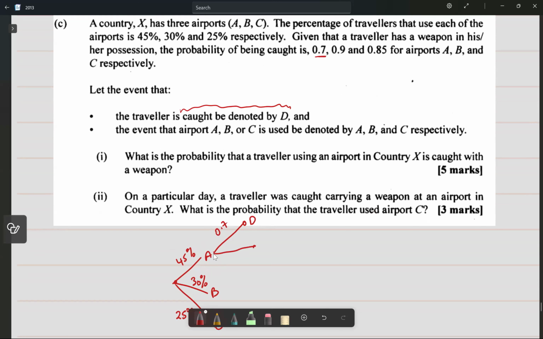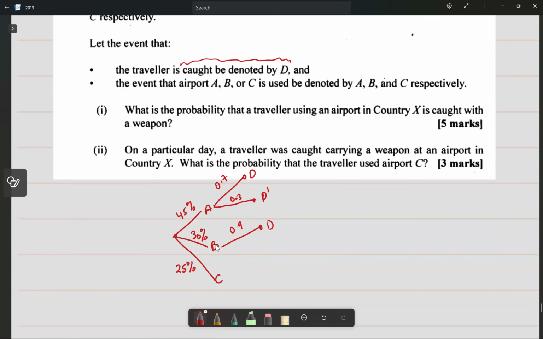That means if you're not caught, then this has to be 0.3, because remember it has to add up to 1. And then for B, the probability that I get caught is 0.9. Then the probability I don't get caught from B would ultimately have to be 0.1, because remember it has to add up to 1. Same process for D.